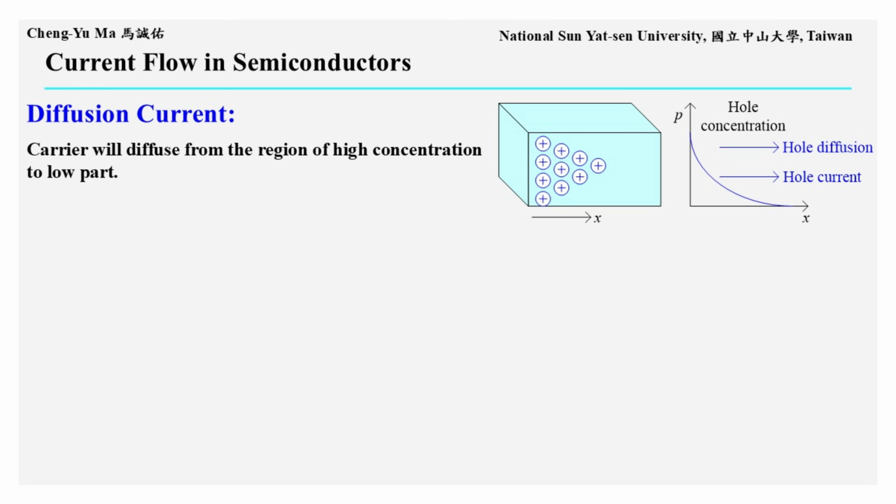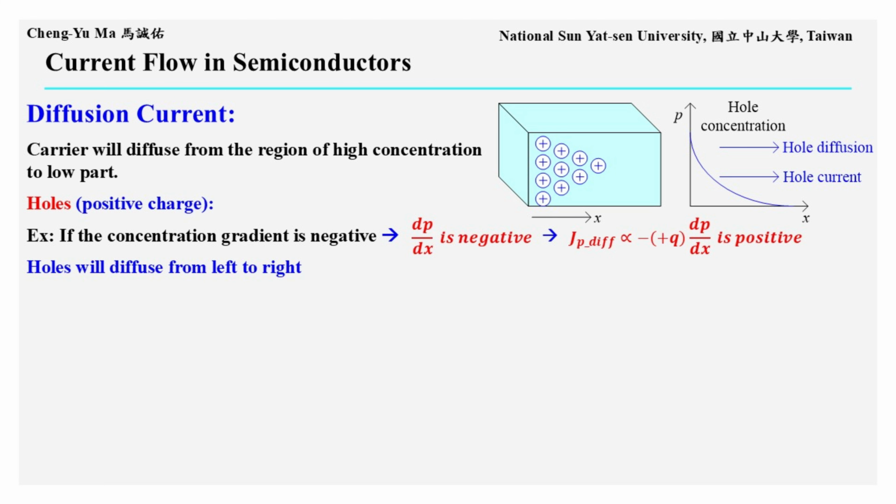Next, we discuss diffusion current. The figure on the right uses a semiconductor with non-uniform hole concentration as an example. The concentration is high on the left and low on the right. Carrier diffusion moves from the high concentration region to the low concentration region. Holes carry equivalent positive charge, so the direction of hole motion is the direction of current. They move from left to right.